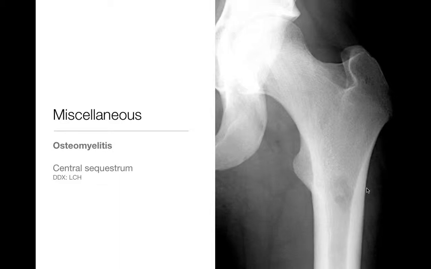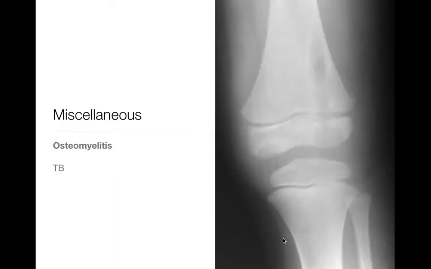This is an example of osteomyelitis, which shows this geographic lytic lesion with a central bony sequestrum. Langerhans cell histiocytosis would look just like this as well, so it can be hard to tell apart radiographically, but this was an example of osteomyelitis with a bony sequestrum. This is another example of osteomyelitis.